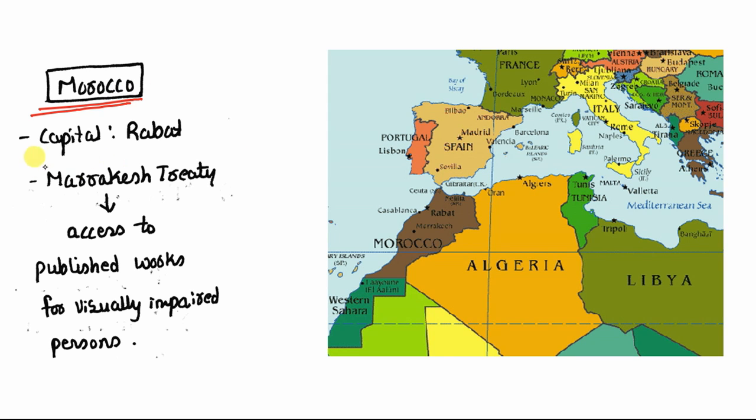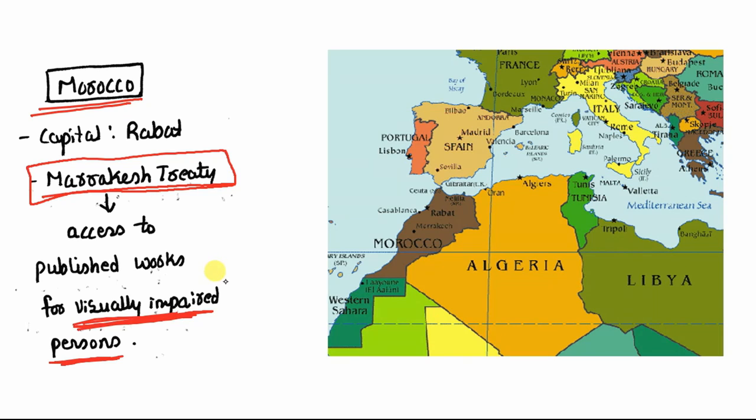The last country for today is Morocco. There is a city in Morocco called Marrakesh, where the Marrakesh Treaty was signed. This treaty is very important because India was the first country to ratify this. And what is this treaty about? It is access to published works for visually impaired persons. So the treaty is for the betterment of the blind. This treaty is also known as Books for Blind. This is for visually impaired.